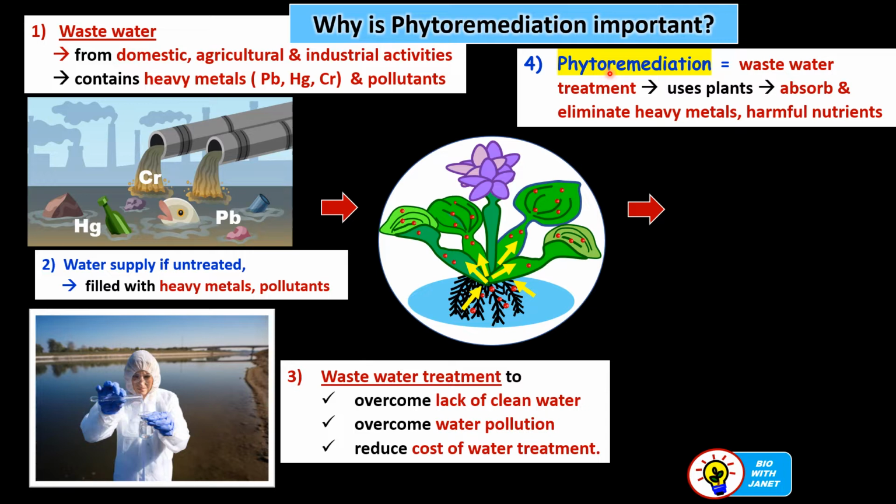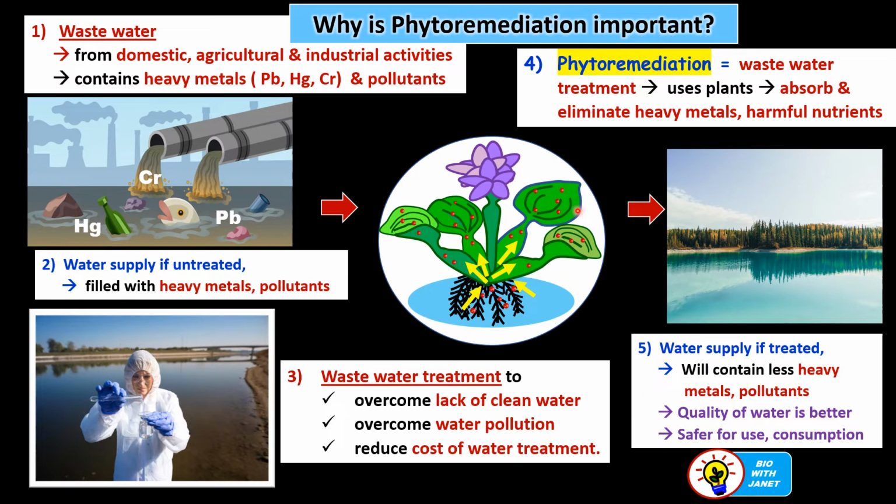Now, in phytoremediation, which is a type of wastewater treatment, plants are used, okay? So phytoremediation uses plants to absorb and eliminate the heavy metals and harmful nutrients like ammonia from the water. Now, phytoremediation can also be used to eliminate heavy metals from soil also, not just from water, okay? But here we take the example of water.